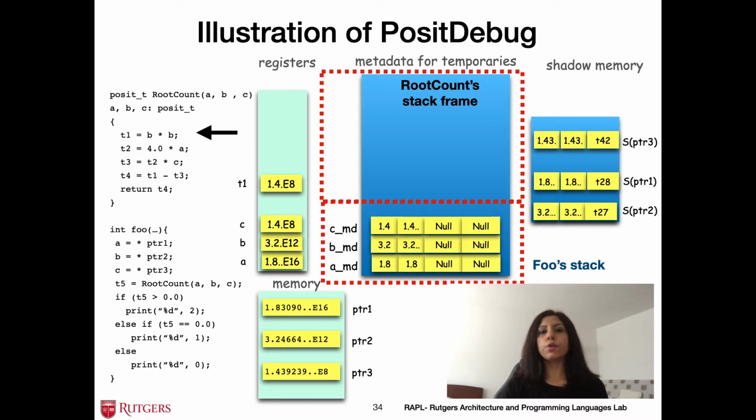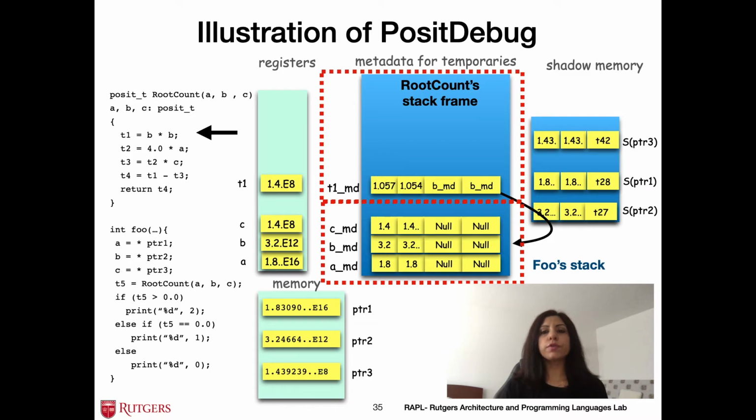Now I am calling the rootCount function. For details on how we handle function arguments and return, please see the paper. In rootCount, we are creating a new variable T1. In shadow execution, we create metadata for T1 in the rootCount stack frame. We do the real computation with the real value of B and store it in T1's metadata.